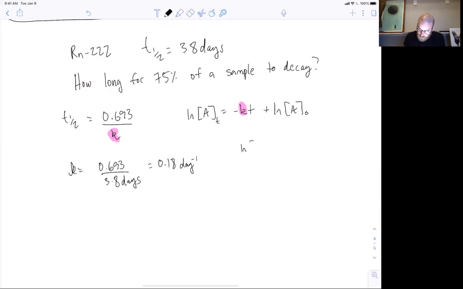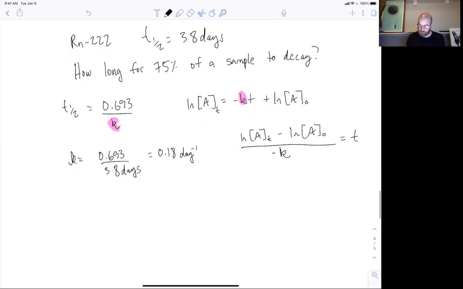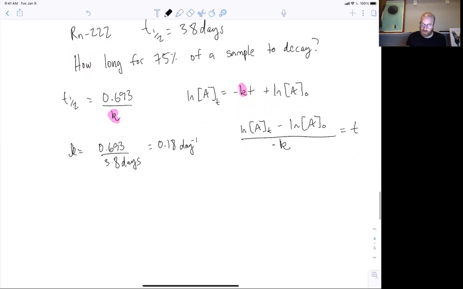Immediately, we'll say natural log of A sub t minus natural log of A sub 0, divided by k, is equal to t. I guess we have a negative sign that we have to deal with there. And then we just go ahead and plug it in. Since it's saying 75%, we can just choose our own numbers. We're going to say A sub 0 is equal to 100. And we're saying how long for 75% of the sample to decay. So that means that A sub t is going to be equal to 25, because that's what we'll have left over after the decay process.